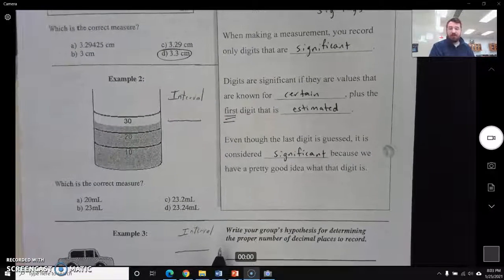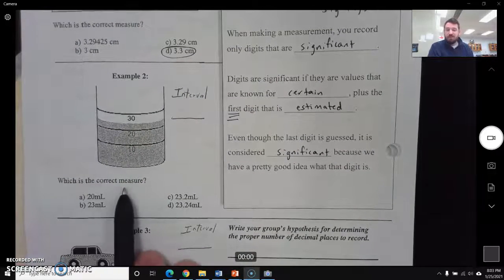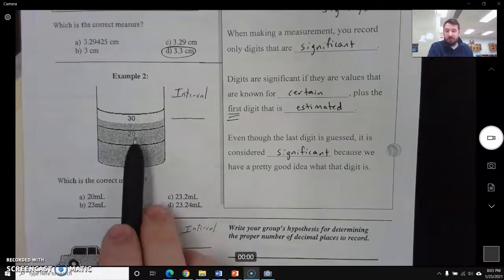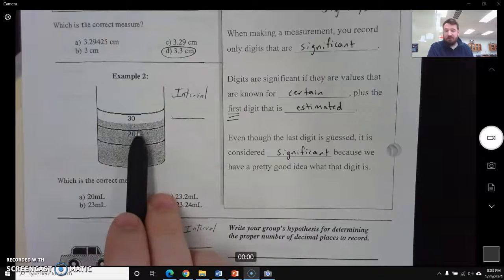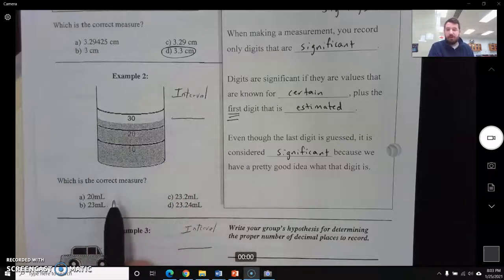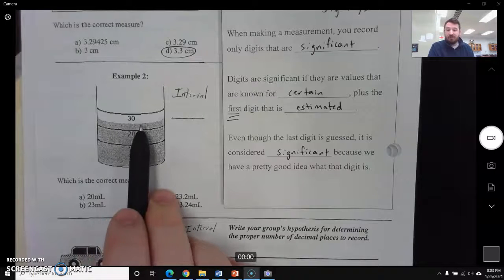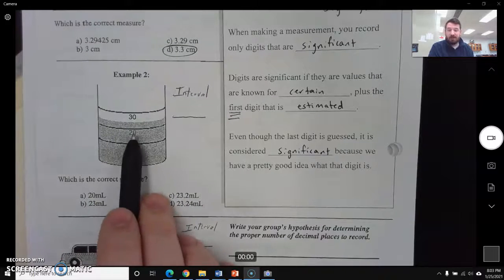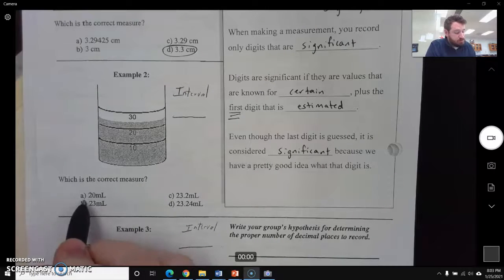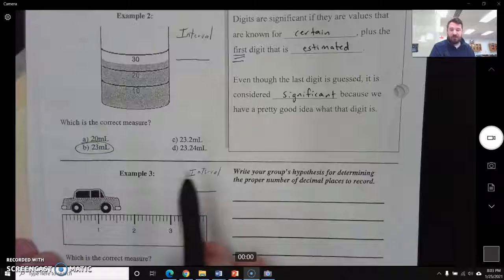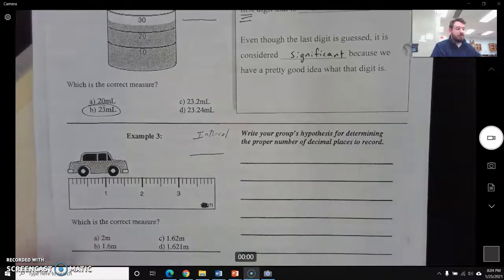Next, for example 2, which is the correct measure? We know for certain it's past the 20, and it goes up almost halfway, and we'll talk about this little curvature here in a little bit. So I can go 1 more digit more certain than 20, so that would get me to the ones place. This is counting up by tens, so I can go to the ones place. I get 23 milliliters. Don't forget your units.